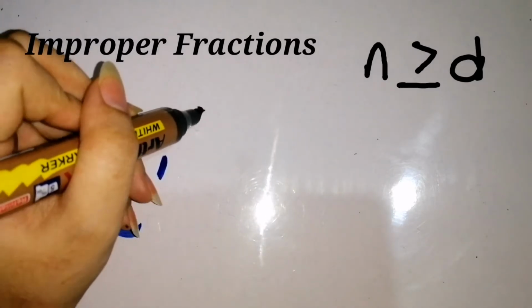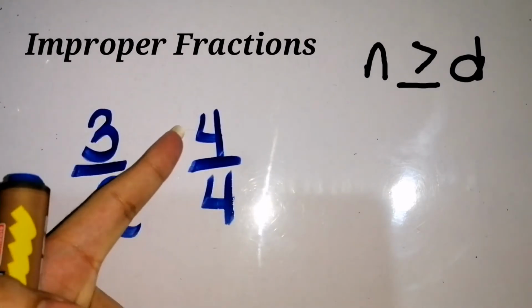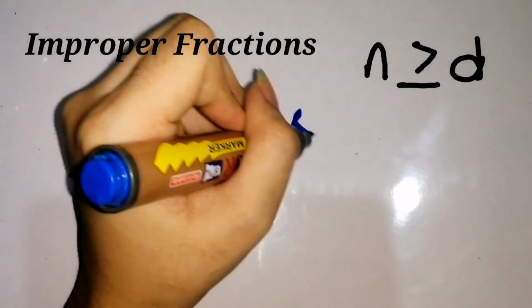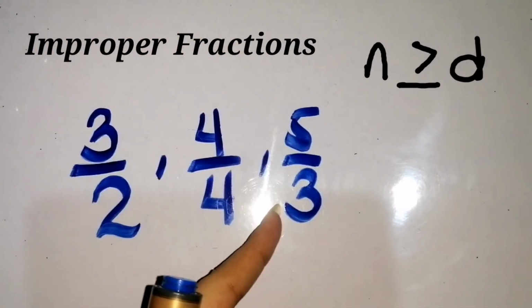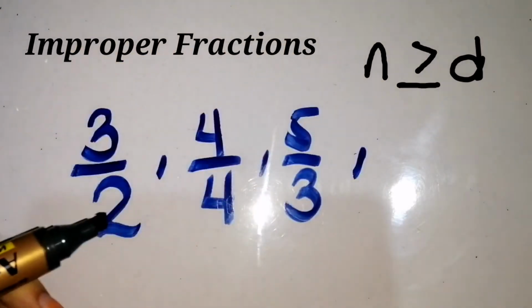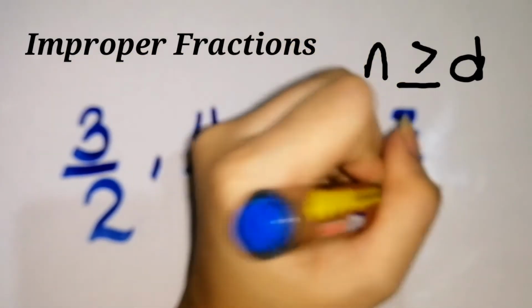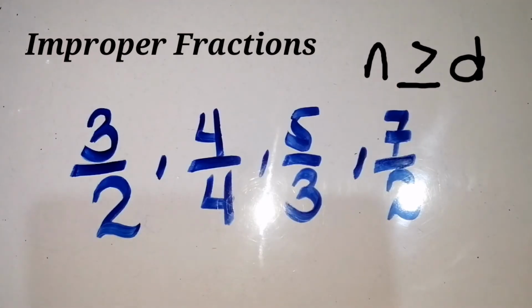We can also have 4/4. 4 is equal to 4. We can also have 5/3. 5 is greater than 3. And we can also have 7/2. 7 is greater than 2. So these are just some of the examples of improper fractions.